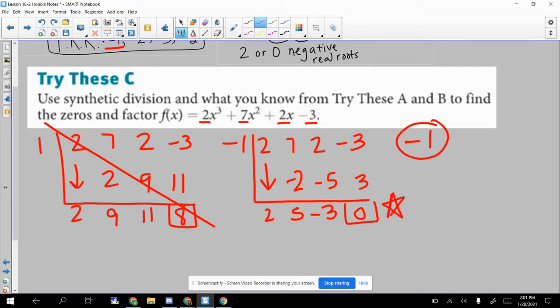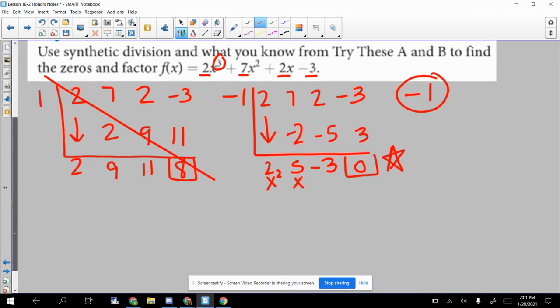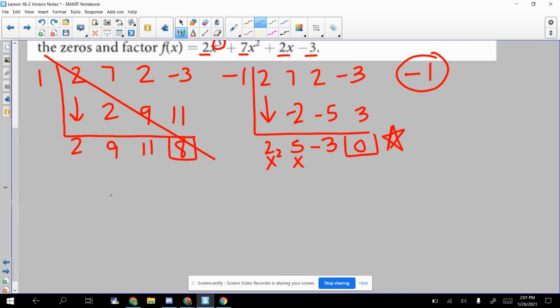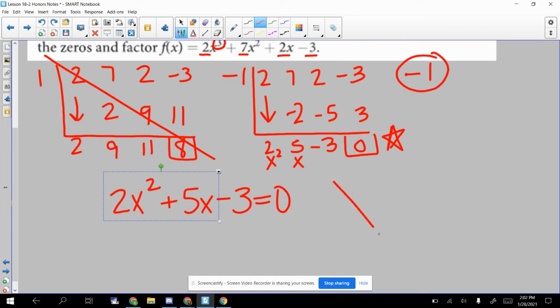But then from here, let's make this 2x squared, because remember you drop it down 1 degree from the original, plus 5x minus 3. So now we would be factoring 2x squared plus 5x minus 3. Okay, and you could totally just go ahead and do synthetic division 6 more times if you wanted to, but instead I think this moves a little bit quicker.